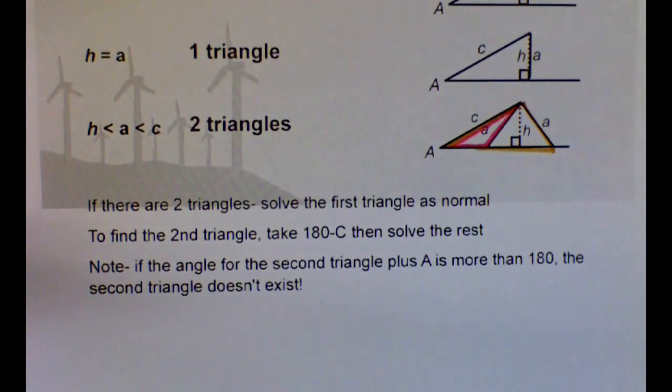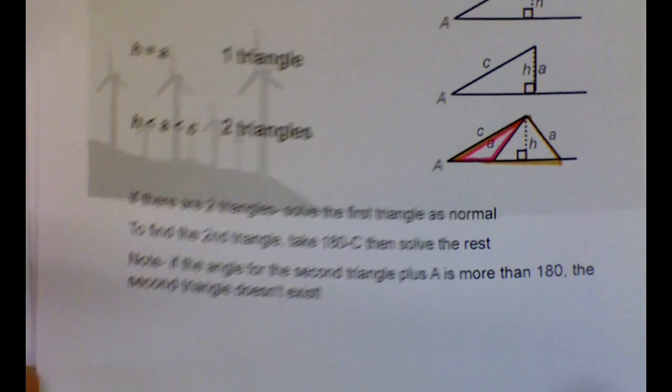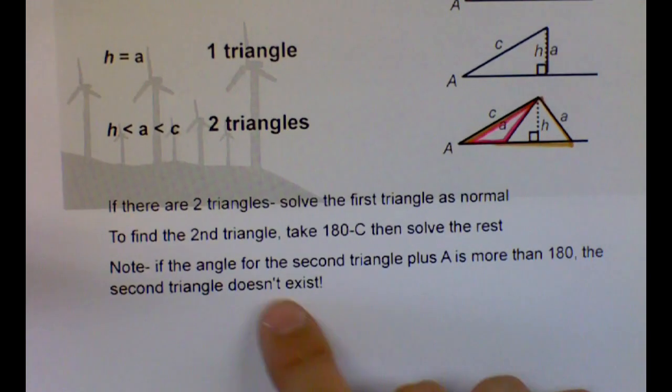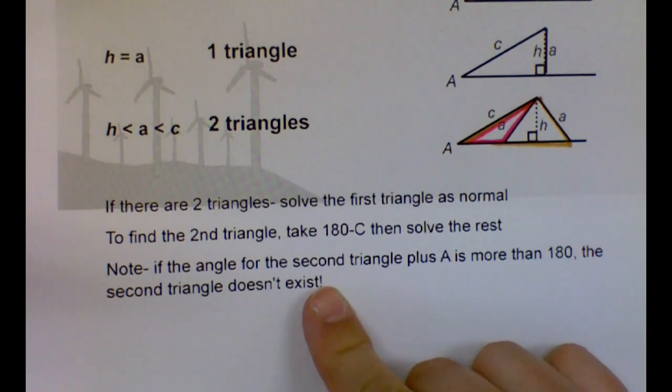So if you have two triangles, solve the first triangle as normal, no changes there. To find the second triangle, you're going to take 180 minus the angle you just calculated, and then solve the rest. A special note, if the angle for the second triangle plus A is more than 180, then that second triangle doesn't actually exist. So you don't necessarily have to check this every time, because you could just do the math and see if the second triangle could exist.